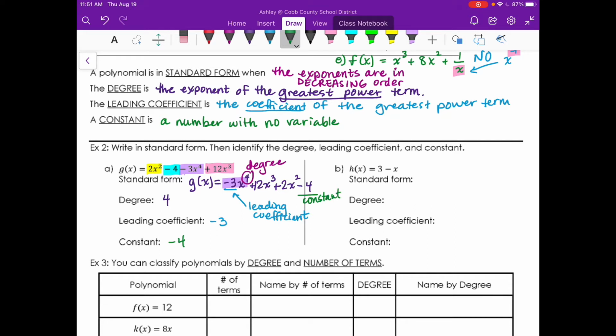All right, let's look at B. This one only has 2 terms. We have a negative x and a 3, and they need to switch places in order to be in standard form. So h of x equals negative x plus 3. The degree is the power on the highest power term. So we're looking at this first term, and it has a power of understood 1. So our degree is 1. The leading coefficient is the coefficient on that term, which is an understood negative 1. And the constant is 3.